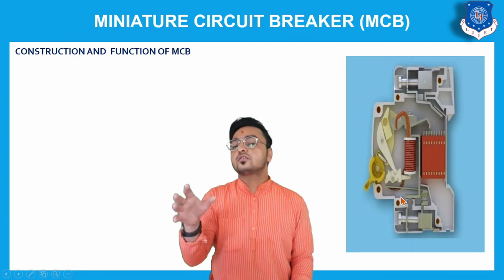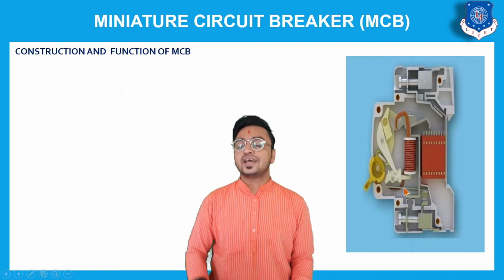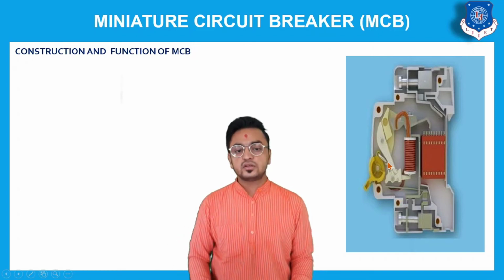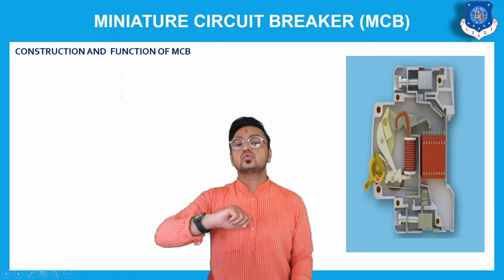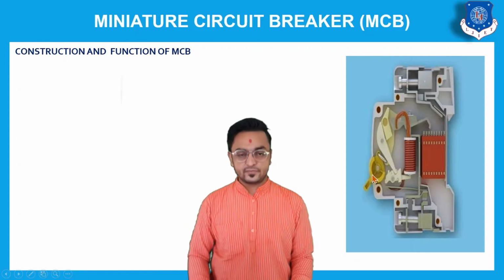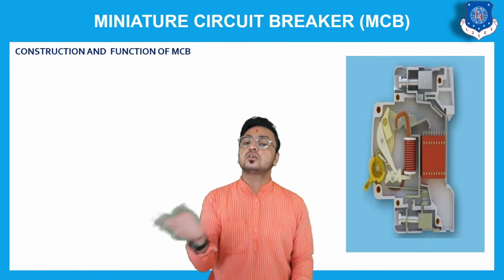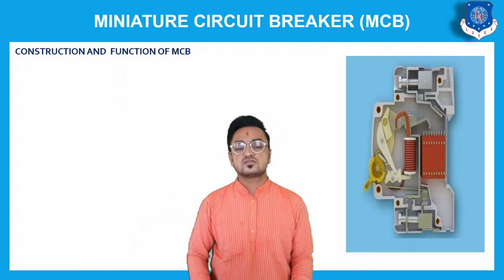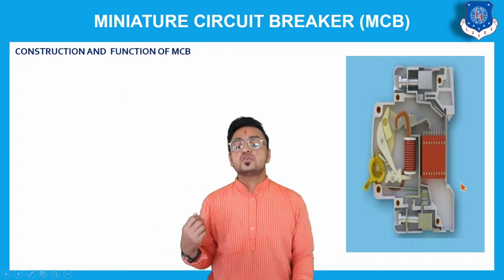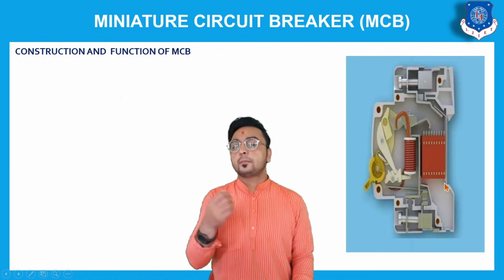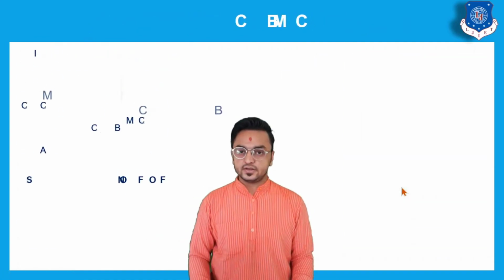And there is also a third way by which you can operate the MCB, and that is the manual way. For that, we have arranged a mechanical switch over here. So by just turning the switch on and off, you can operate the MCB, and you can turn on or turn off the electrical circuit. So basically, these are the three ways by which we can operate the MCB manually or automatically.